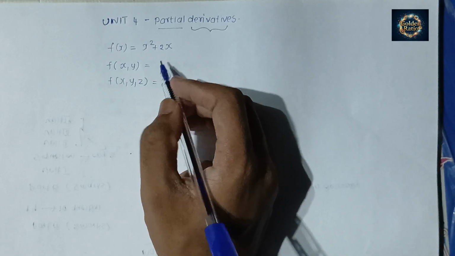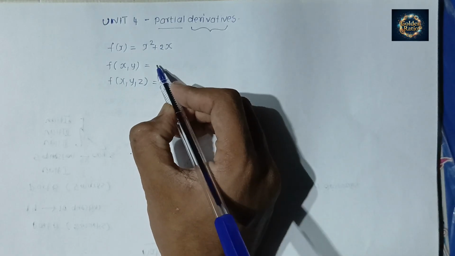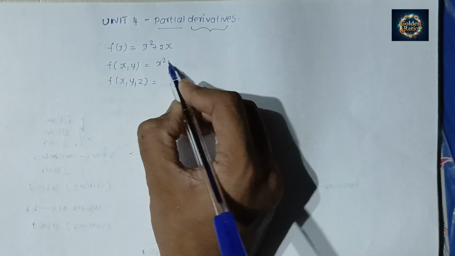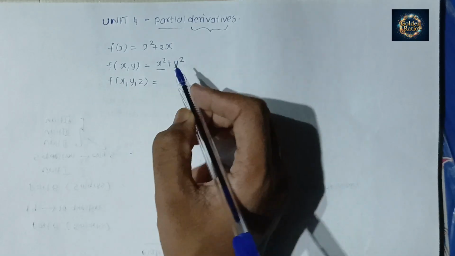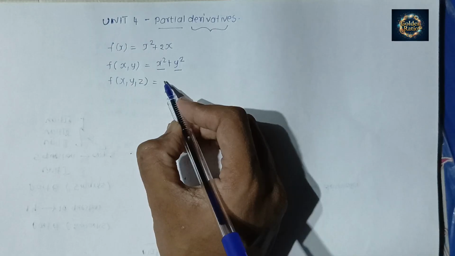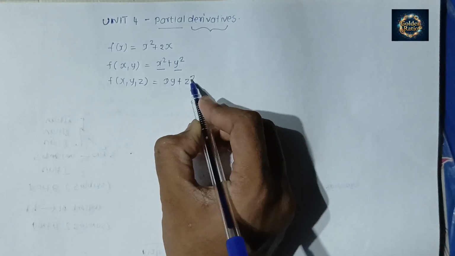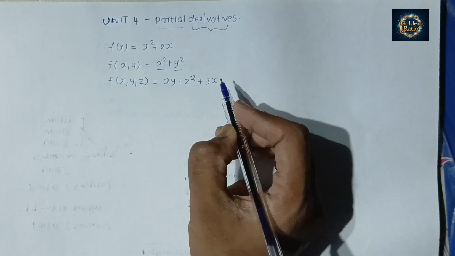We can give an example for a function with 2 variables, like x square plus y square. Here the function depends on both x and y. For 3 variables we can give xy plus z square into 3x. Anything it can be.